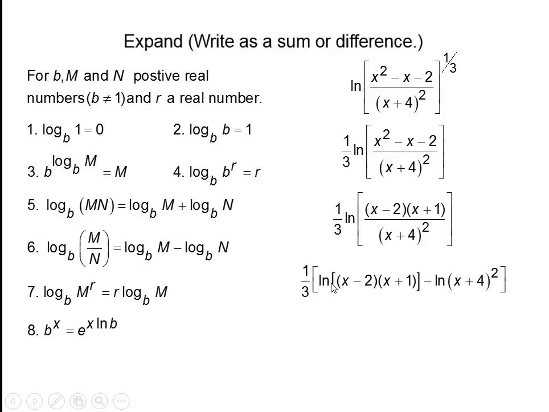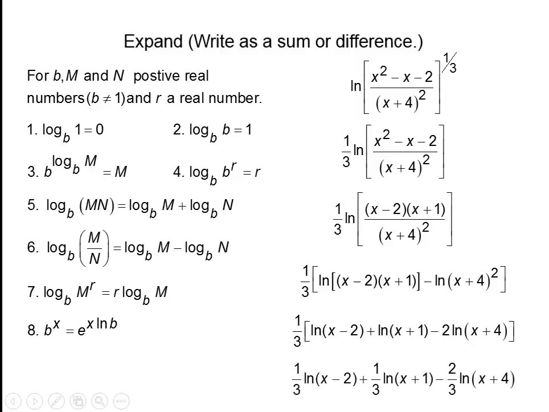Now I'm going to use property 5 on this first term and write this exponent as a factor. Last, I'll distribute the 1/3 to all three terms. I'll have a factor of 1/3 here, and a factor of 2 times 1/3, or 2/3, here. And now we're done. Well, I hope this video has given you some practice with rewriting products, quotients, and powers as sums or differences.